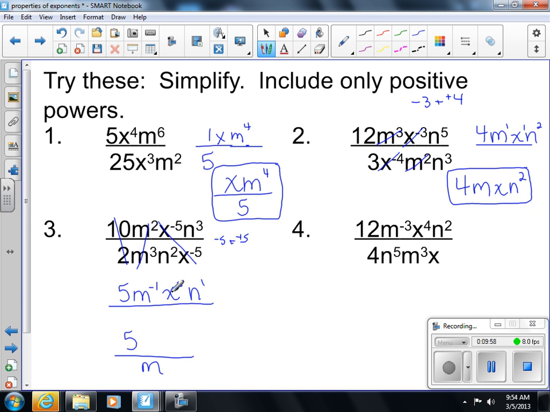What about the x? X to the 0 power is just a 1. So do I even need it? Because what's 5 times 1? 5. And so then what's left with the 5? N. So it's 5n all over m.